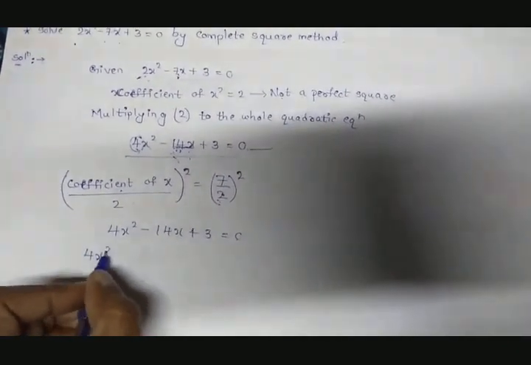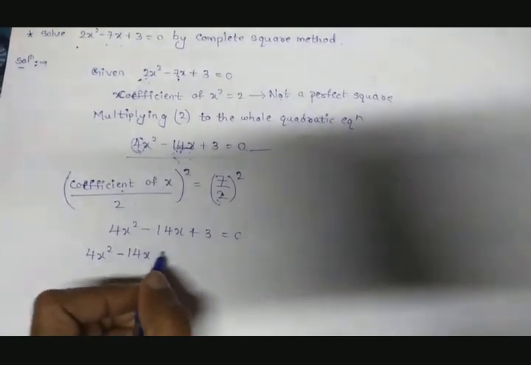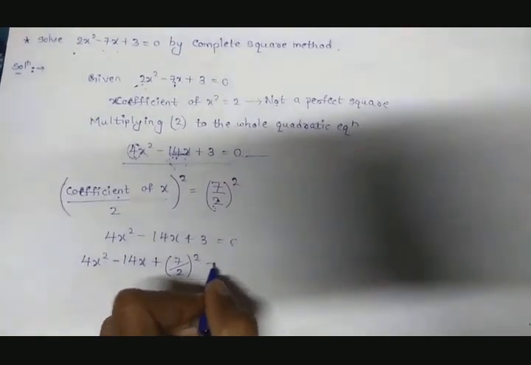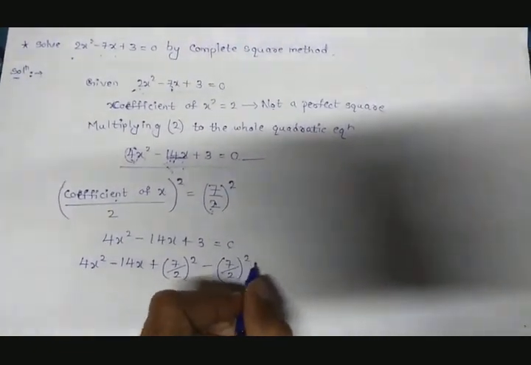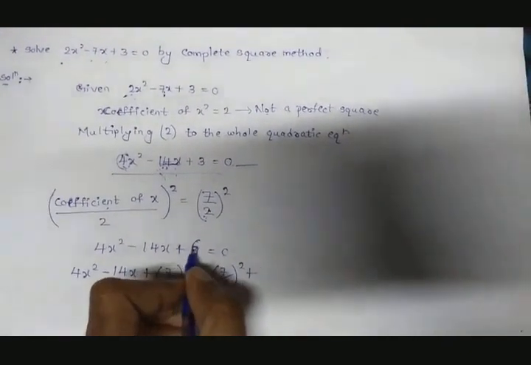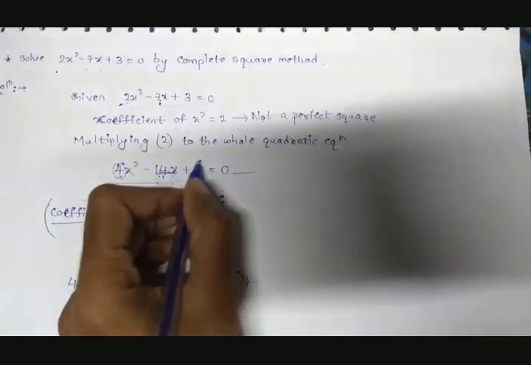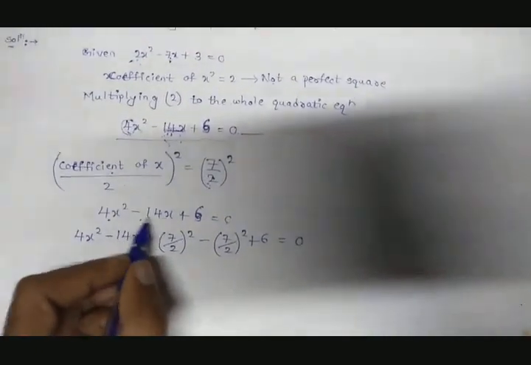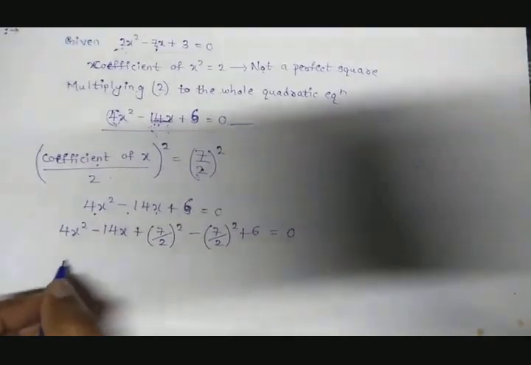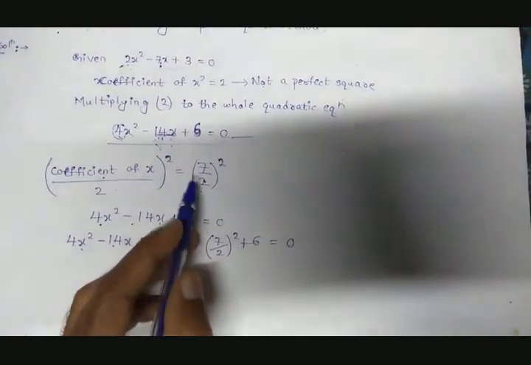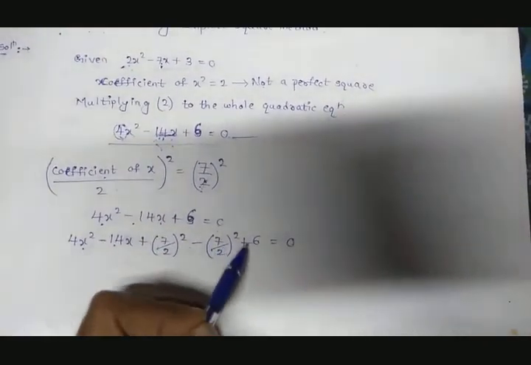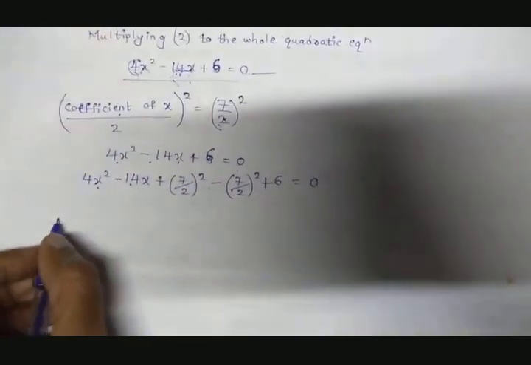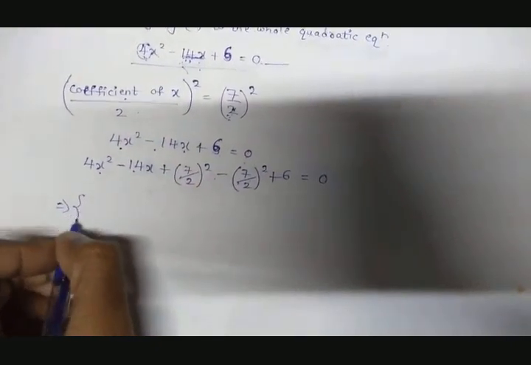So 4x square minus 14x remains as it is. Now we will add (7 by 2) whole square, subtract (7 by 2) whole square, plus 6 equals 0. So 4x square minus 14x, you have just added (7 by 2) whole square and subtracted (7 by 2) whole square, and plus 6 as it is, equals 0. So now the next step is that you have to group them.